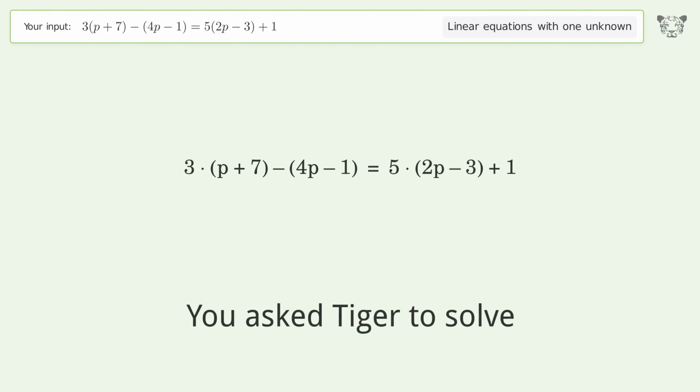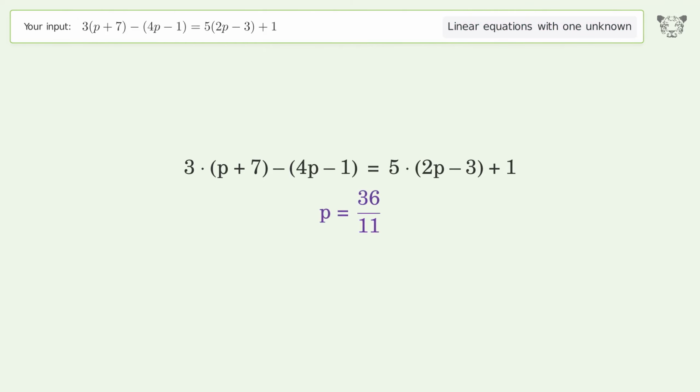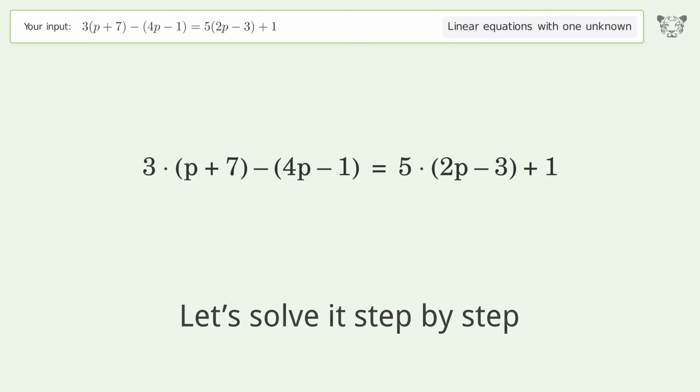You ask Tiger to solve. This deals with linear equations with one unknown. The final result is p equals 36/11. Let's solve it step by step.